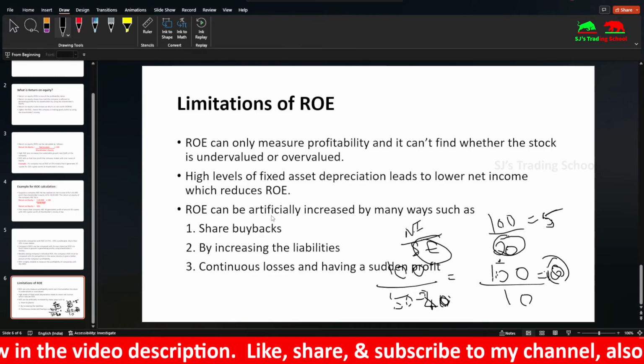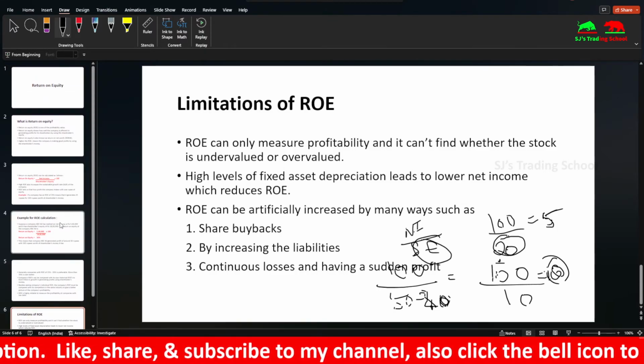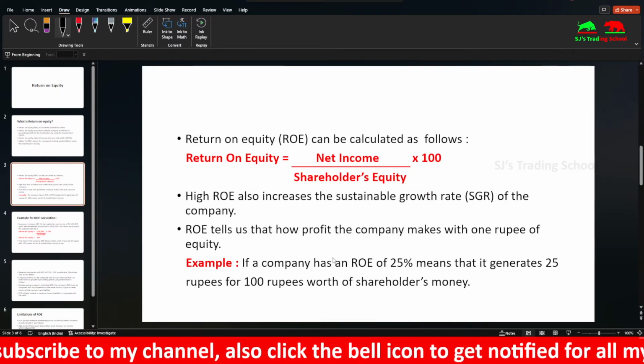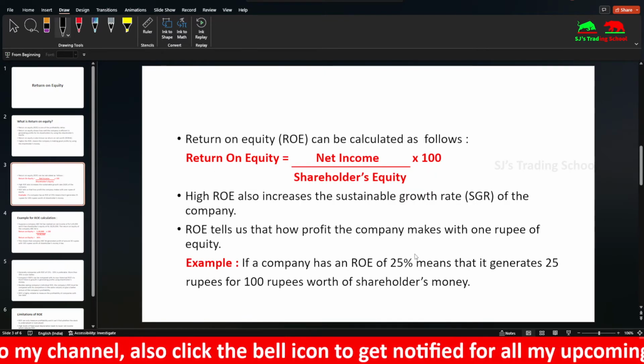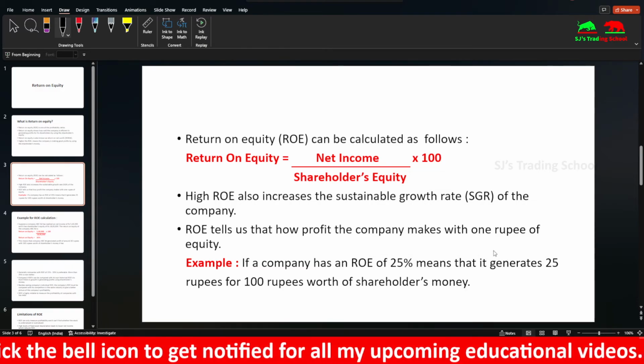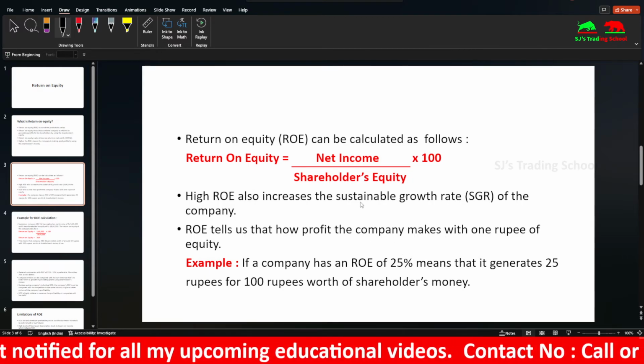So that's the video, guys. So you would have gotten a better clarification of what ROE means. You can simply understand it like this. If you are giving 100 rupees to the company, and the ROE is 25 percentage, with the 100 rupees of shareholders' money, it's generating 25 rupees. With 1 rupee, it's generating 25 paise. You can remember it like this.